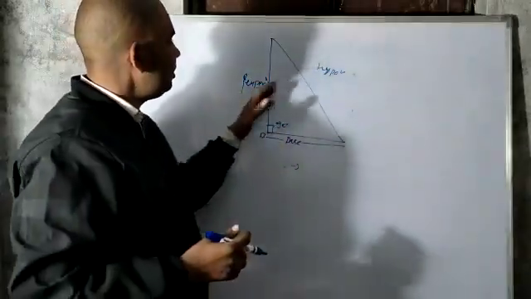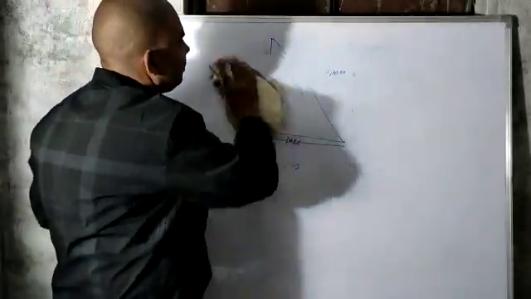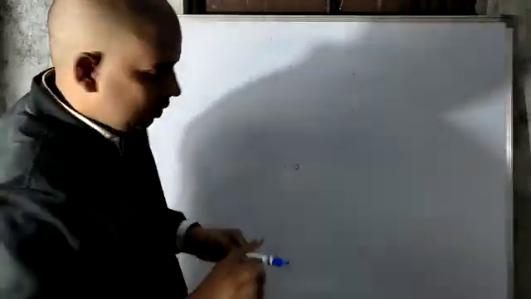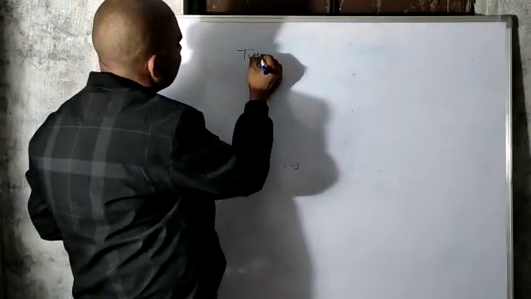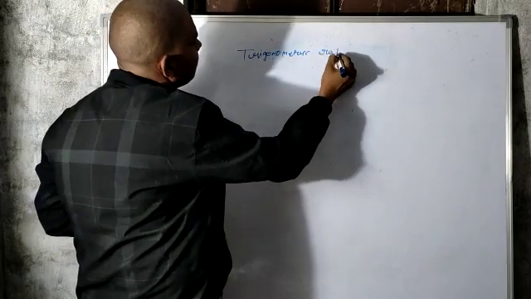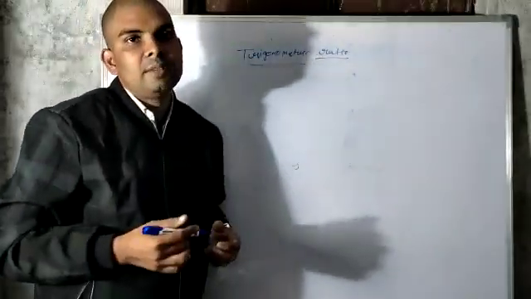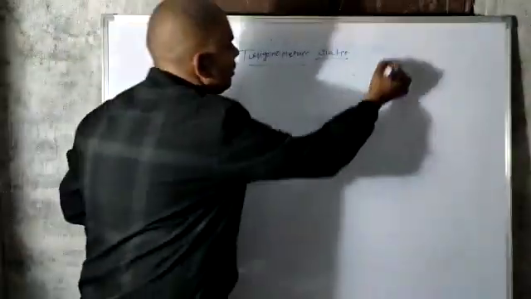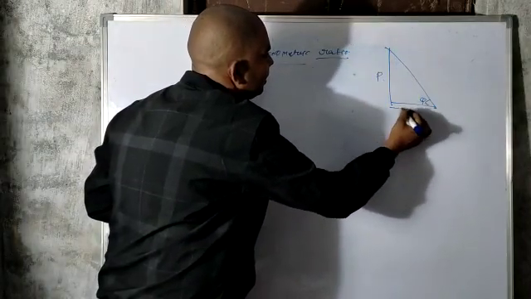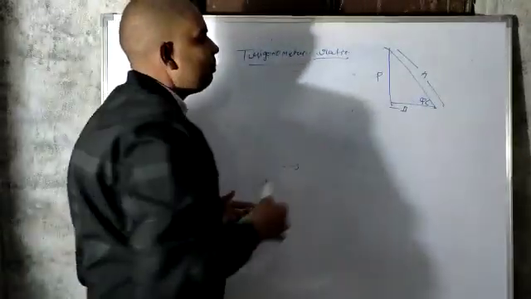With these three terms we can discuss the trigonometric ratios. In trigonometry, there are 6 types of functions. This is the right angle. This angle is theta, and this is the perpendicular, this is the base, and this is the hypotenuse. This angle theta covers most of the part of trigonometry.